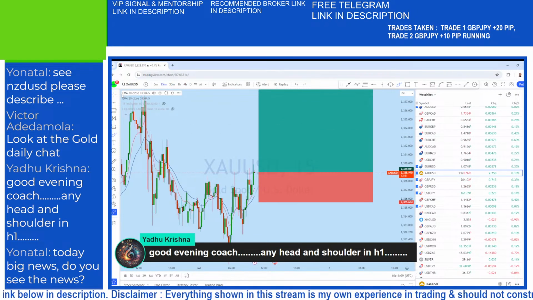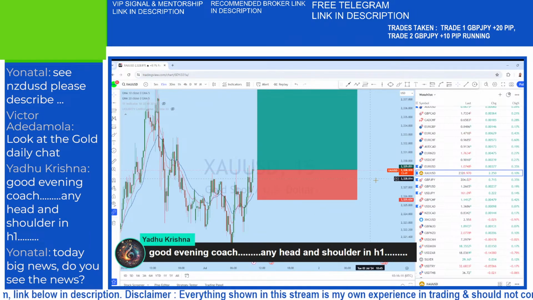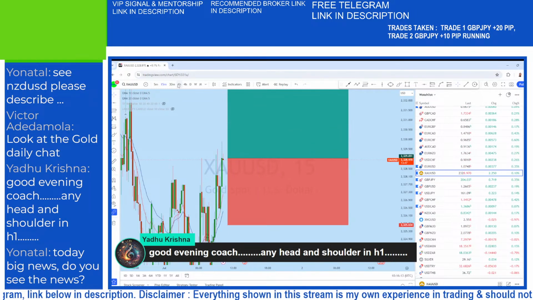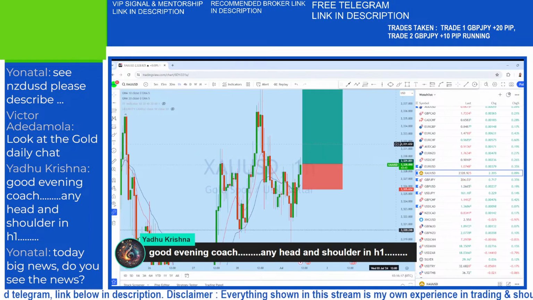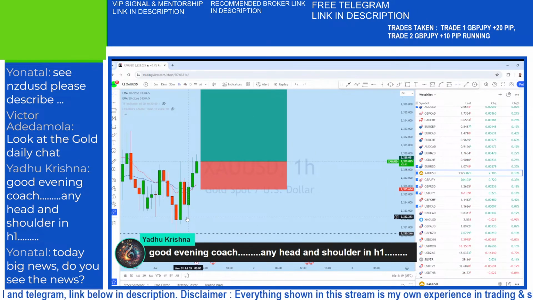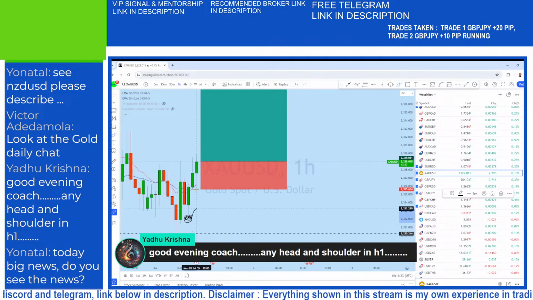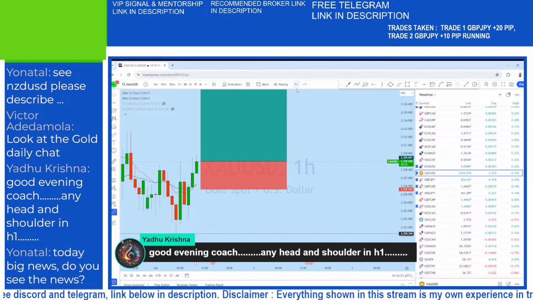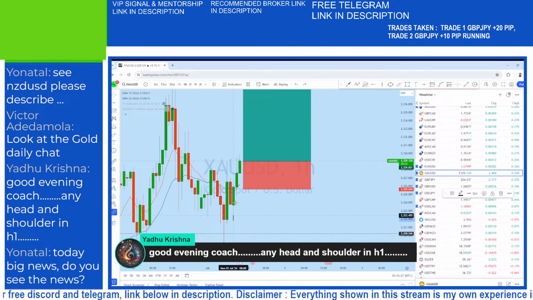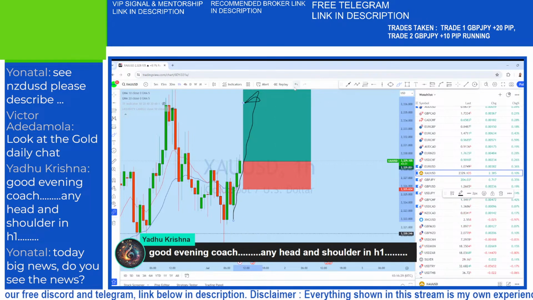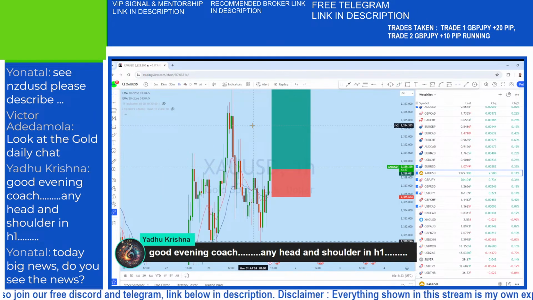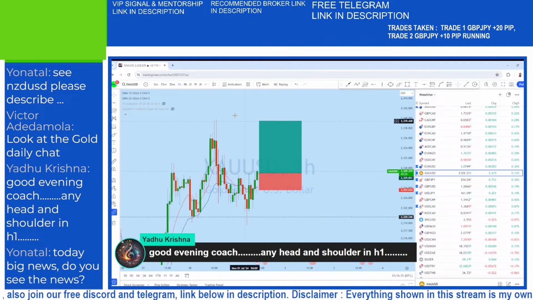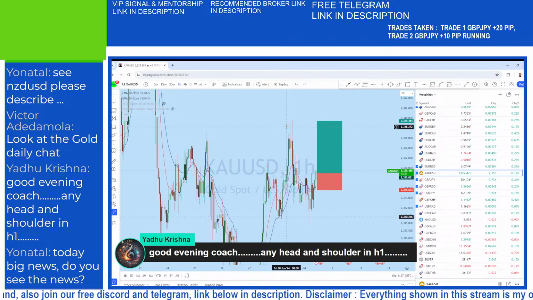On the 15 minutes and the lower time frame, we can see that the market is very strongly bullish at the moment. If you see, this is a pretty strong liquidity candle formation, and with that liquidity candle formation, expecting it to move back towards the upside.